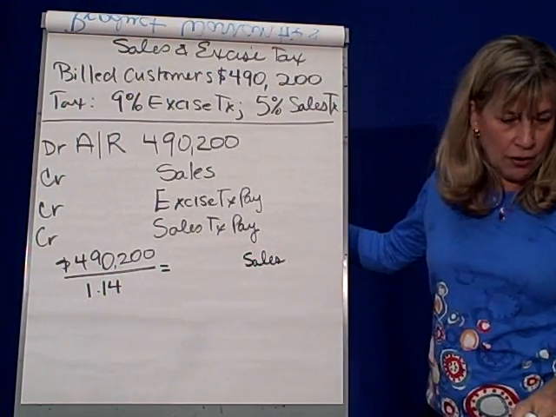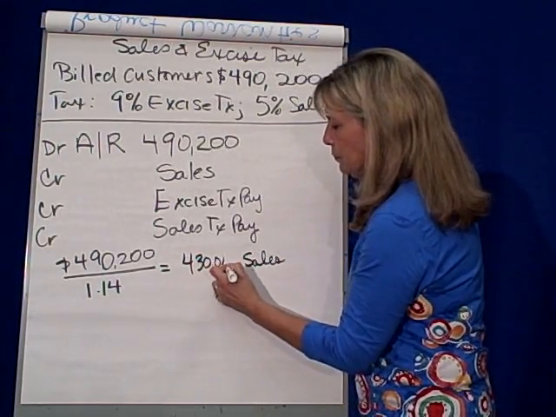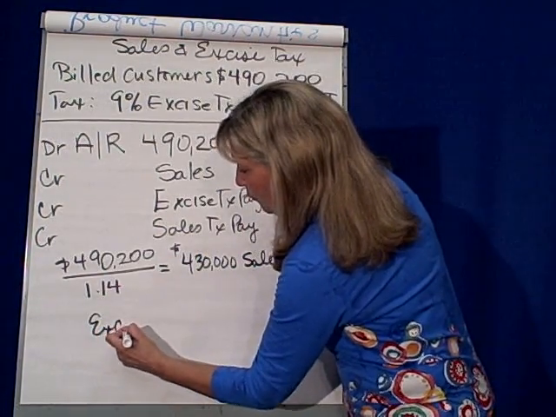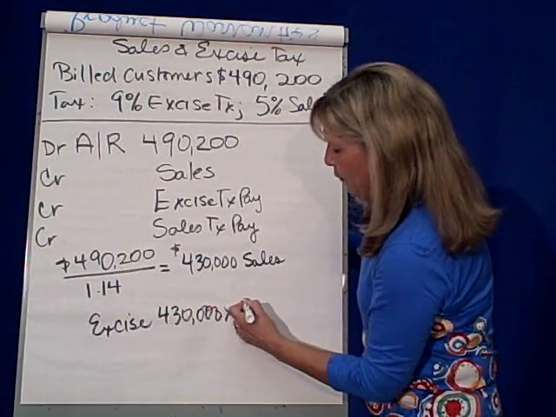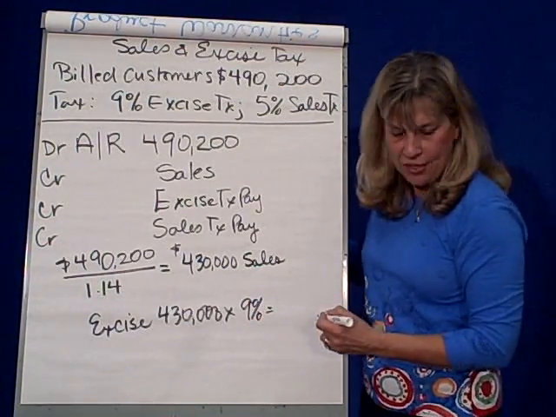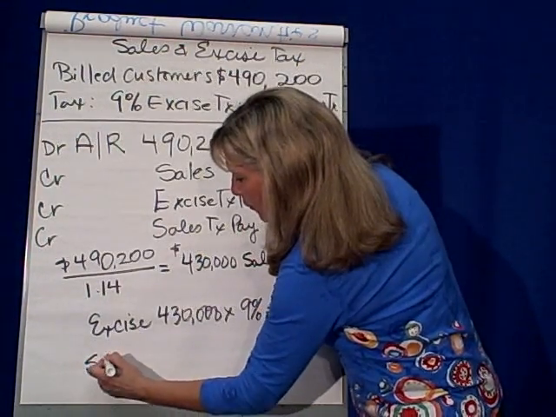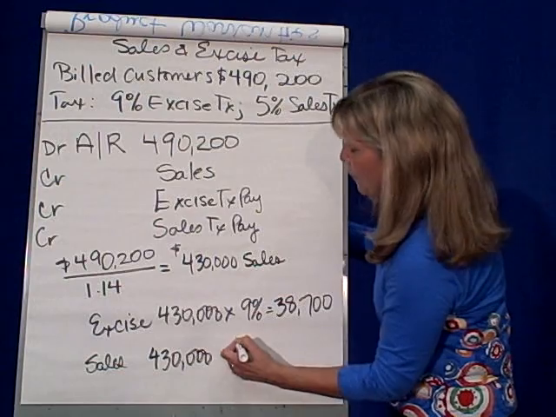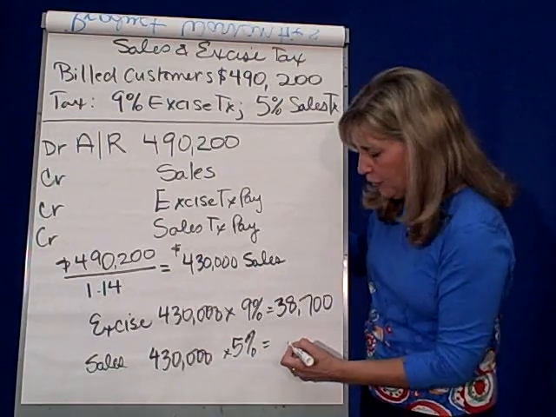And so my sales, if I do my math correctly, is $430,000. Now, I know that my excise is going to be $430,000 times 9%. So my excise tax comes out to be $38,700, and my sales tax is going to be $430,000, the sales, times 5%. So 5% of $430,000 is $21,500.